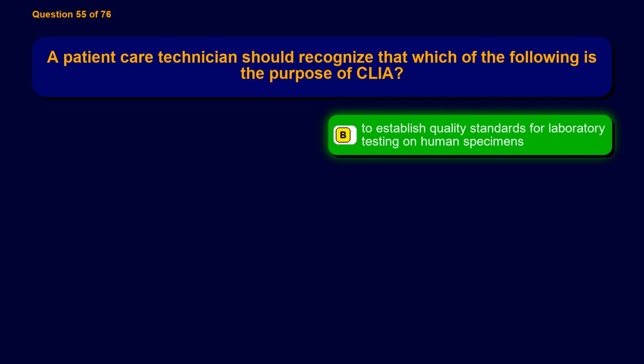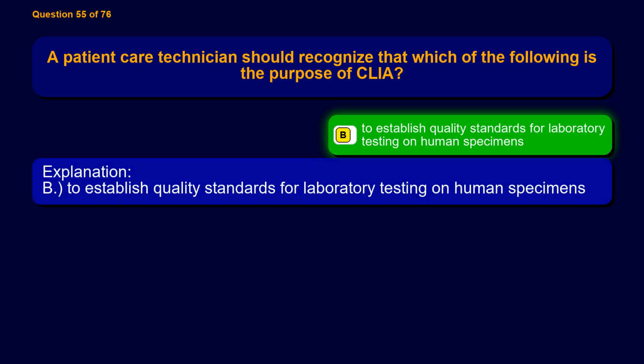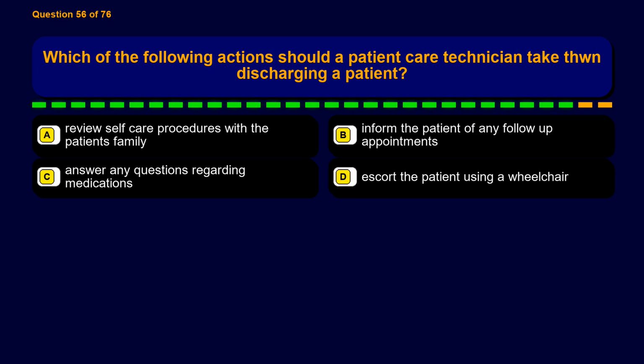The correct answer is option B, to establish quality standards for laboratory testing on human specimens. Question 56. Which of the following actions should a patient care technician take when discharging a patient? Option A, review self-care procedures with the patient's family. Option B, inform the patient of any follow-up appointments. Option C, answer any questions regarding medications. Option D, escort the patient using a wheelchair.